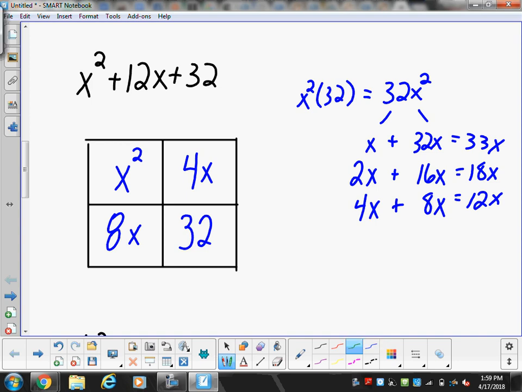Okay. So now if we factor, looking at this here, x squared and 4x, the only thing those two have in common is x. Okay, the 8x and the 32. What factor of 8 is also a factor of 32? 4 is, but 8 is also, because 8 goes into 32. So 8 will be my common factor there.